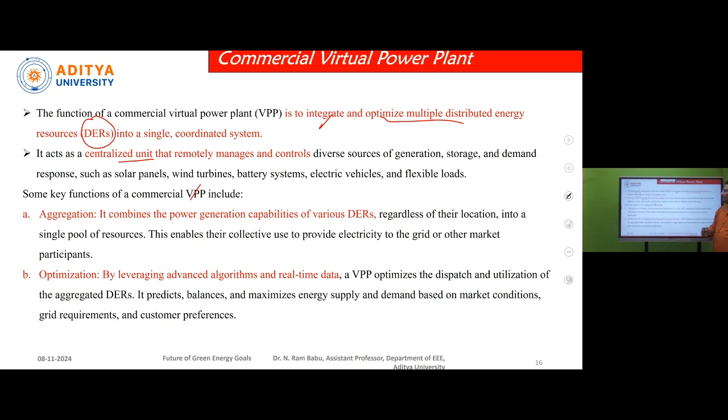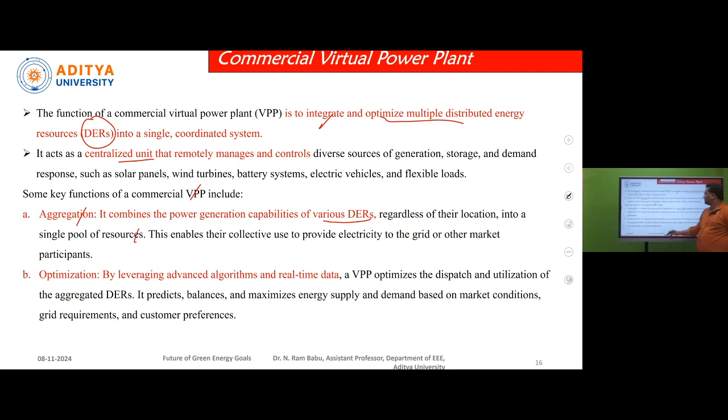the first concept is aggregation. Aggregation in the sense that it combines all the power generating capabilities of various DERs, that means distributed energy resources. Here it is stated that it integrates and optimizes multiple DERs as a single unit. Aggregation means that point only. That means various DERs acting as a single unit and a single pool of resources.